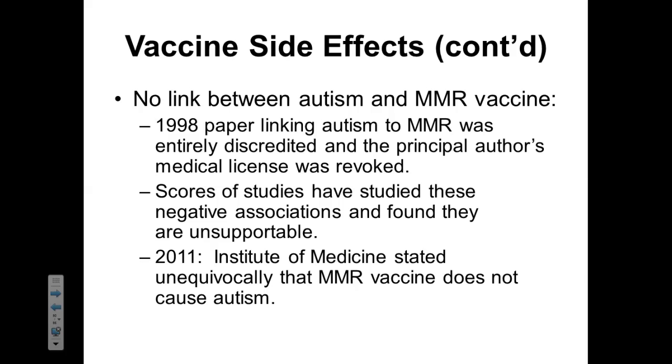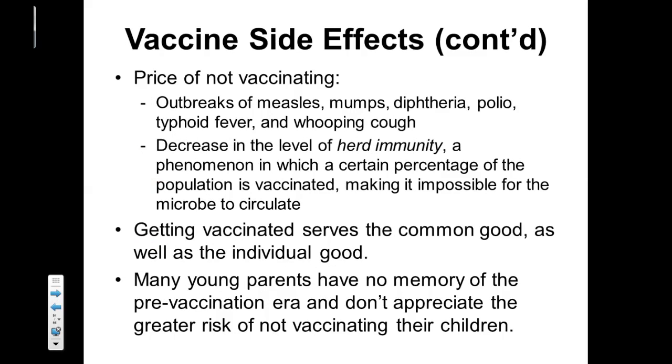The journal, the Lancet, that published the study, revoked the study, and the primary author had his medical license revoked. Since then, there's been multiple studies done involving tens of millions of data points, and it's found that there's been no link. This initial study had only 12 data points in it. And if we combine all the data points from the other studies, we have over 10 million data points contradicting the initial 12. In 2011, the Institute of Medicine stated unequivocally that the mumps, measles, and rubella vaccine is not causing autism.